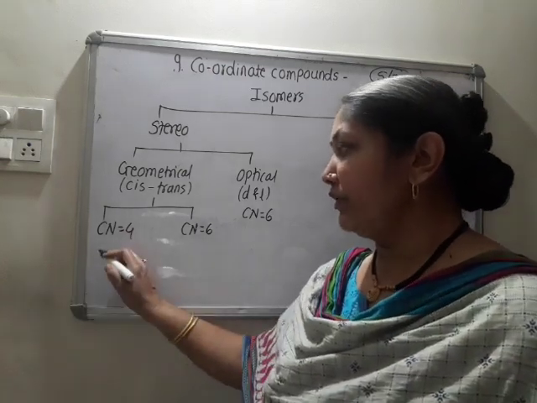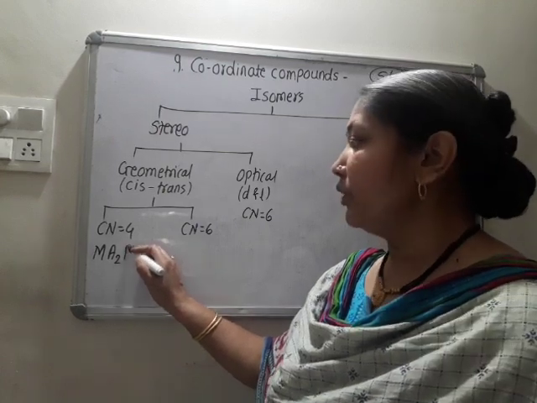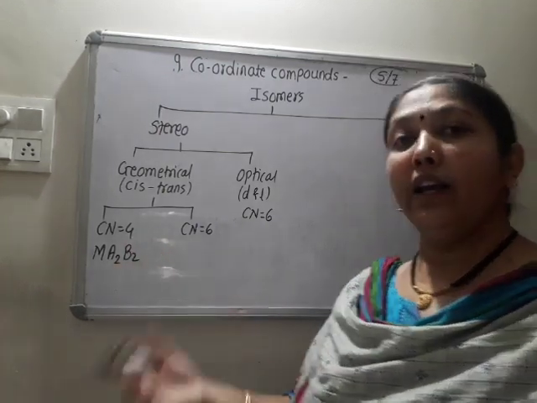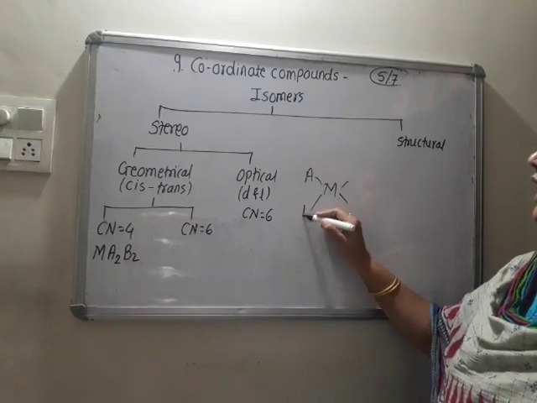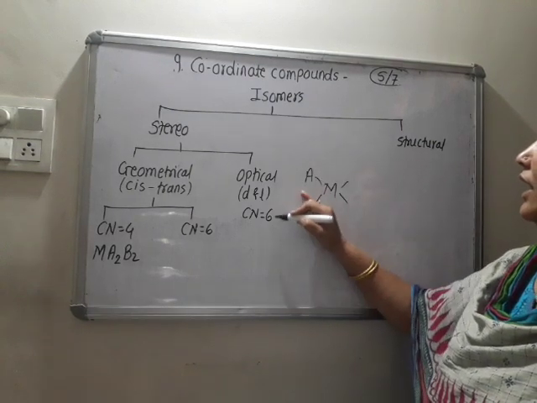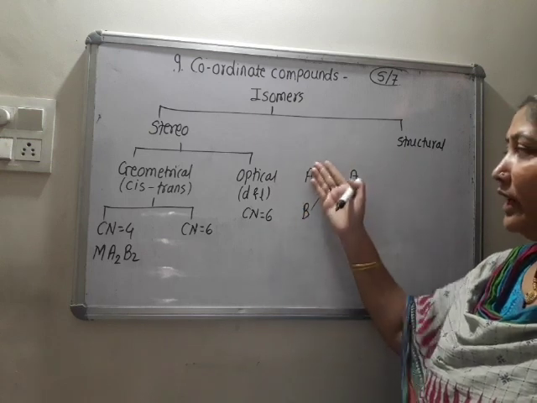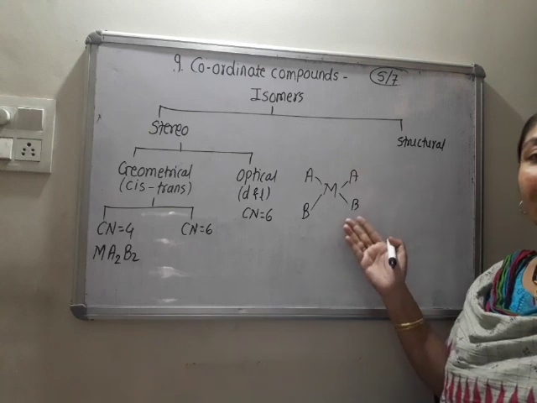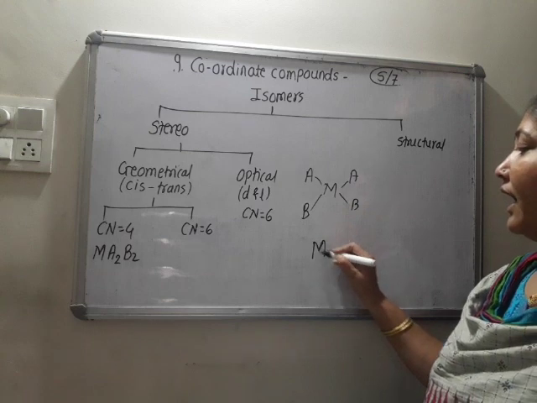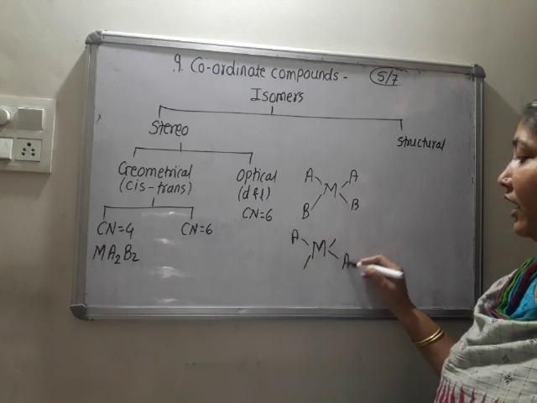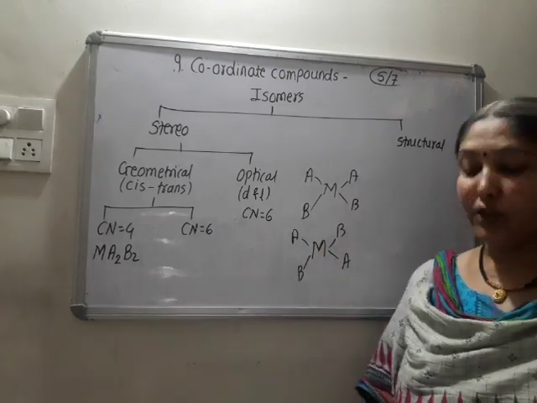So coordination number is 4. Example of this: MA2B2. Suppose A and B are ligands. So how do we get MA2B2? AA on the same side of the metal, and you can write 2A 2B here, no problem. So AA on the same side, BB on the same side, cis. And AA on the opposite side, BB on the opposite side, so trans. Cis and trans is possible here.